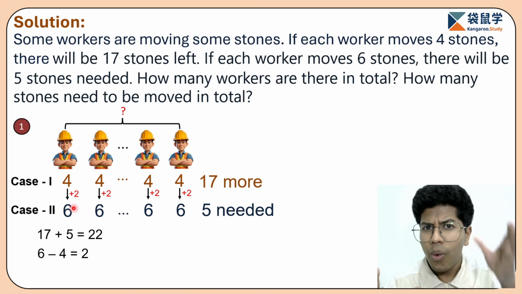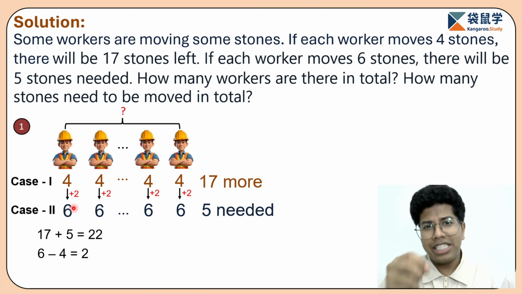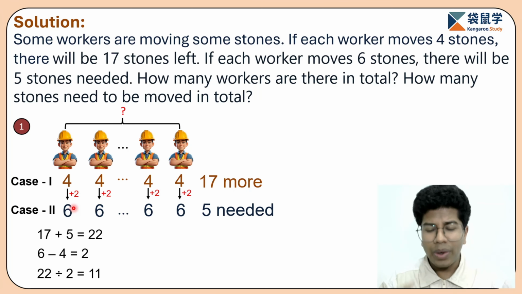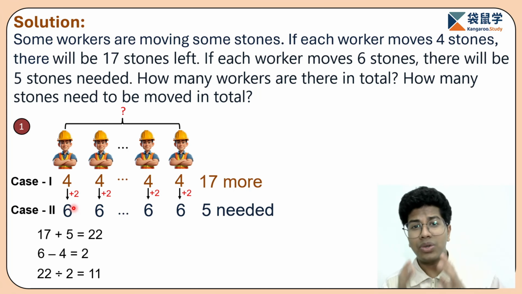So if I ask you, what is the number of workers? Yes, 22 stones in total distributed 2 to each. So 22 divided by 2, which is equal to 11. So this means there are 11 workers who will be receiving these stones.